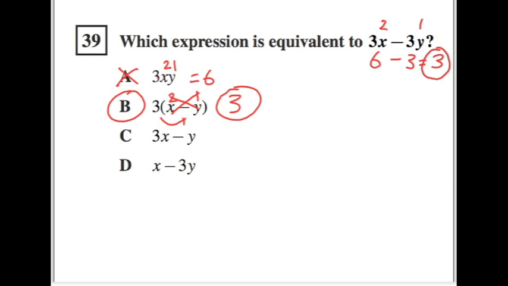Here we have 3 times x, which is 2. That's 6 minus 1 is 5. It's definitely not this one. X is 2 minus 3 times 1, which is 3. So 2 minus 3 is negative 1. So, okay, as you can see, it's B.